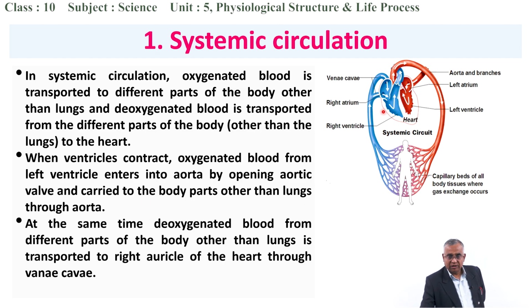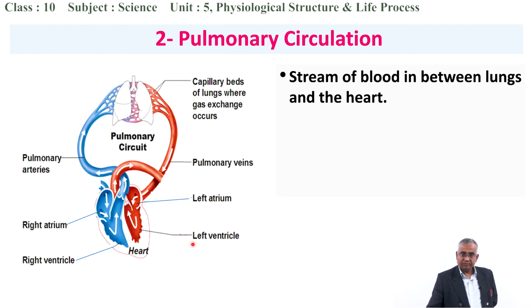And here what happens at this time when blood is supplied to different parts? Then how does it come back? That is explained here. So it is about systemic circulation, the whole mechanism of systemic circulation. What is pulmonary circulation then? Pulmonary circulation is the flow of blood in between the lungs and heart. Flow of blood in between lungs and heart.